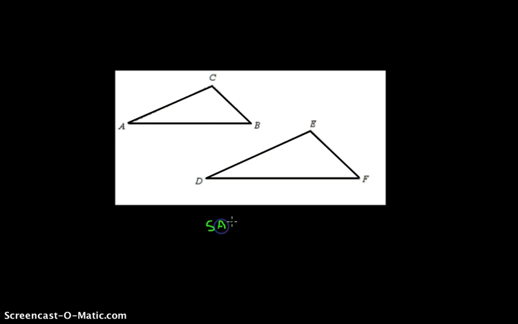Side, angle, side similarity. And what this tells us is if we have two sides of a triangle, and we have two sides of another triangle, if the ratio of this side over this side, so if we have these two triangles, if AC over AB is equal to DE over DF, and the angle in between those two lines, so the angle in between DE and DF, right here, angle D, and then the angle in between AC and AB, right here, angle A.